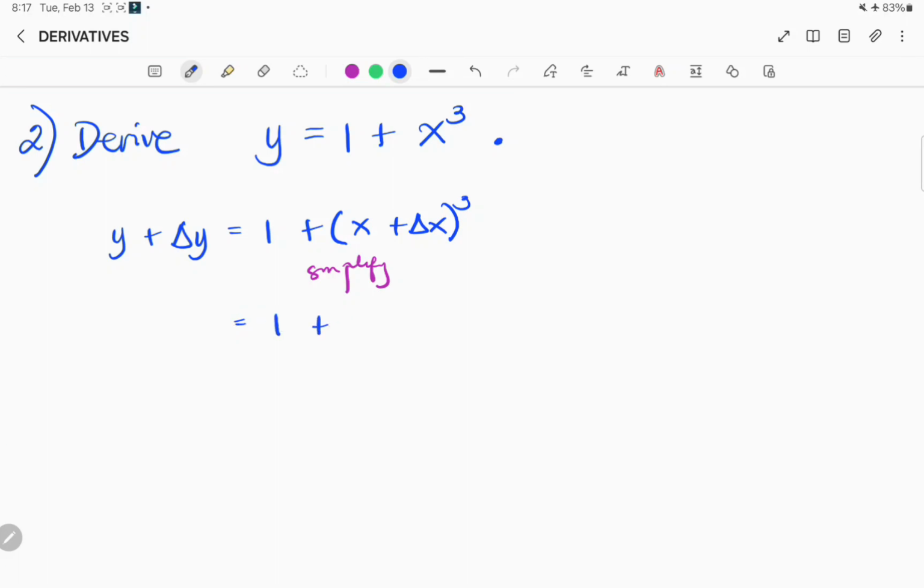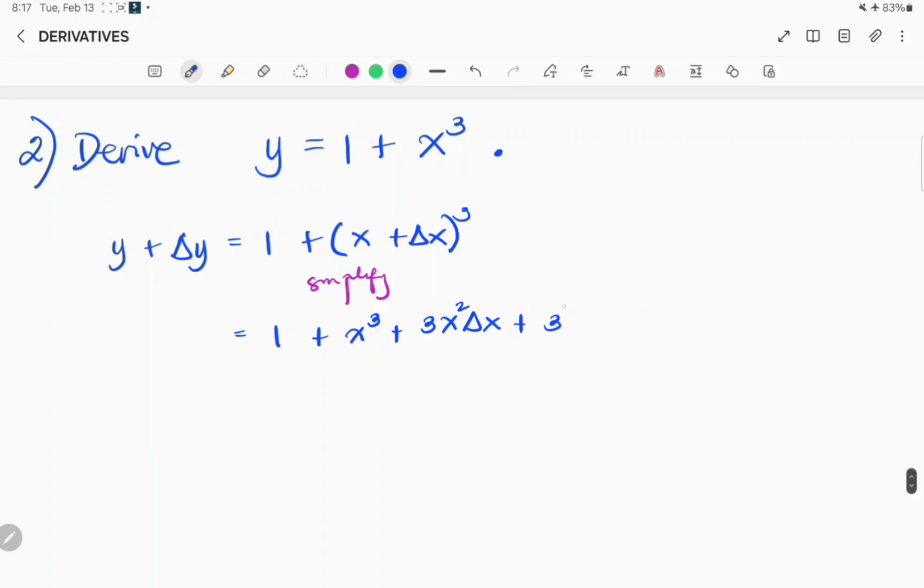Simplifying the right side is 1 plus this cube of a binomial, using Pascal's triangle or special product. We can have the expanded form as 1 plus x cubed plus 3x squared change of x plus 3x change of x squared plus change of x cubed. And this right side of the equation is still equal to y plus change of y. And this is step number 1.